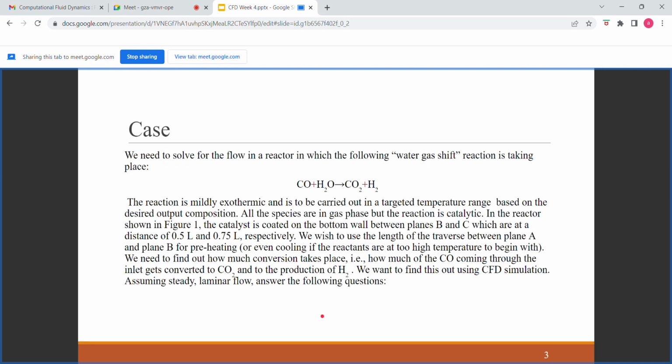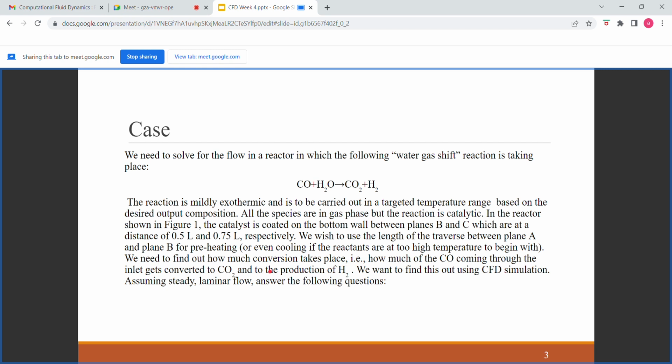We will see what the questions are. They have given more explanation for this case. We need to solve for the flow in a reactor in which the following water gas shift reaction is taking place: carbon monoxide plus water gives carbon dioxide plus hydrogen. This reaction is mildly exothermic and is to be carried out in a targeted temperature range based on the desired output condition. All the species are in gas phase, but the reaction is catalytic.